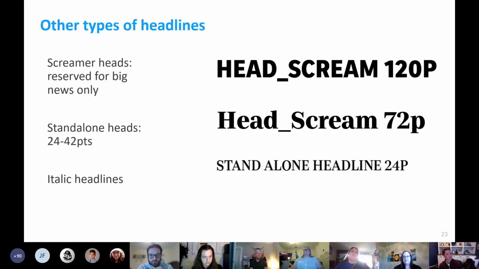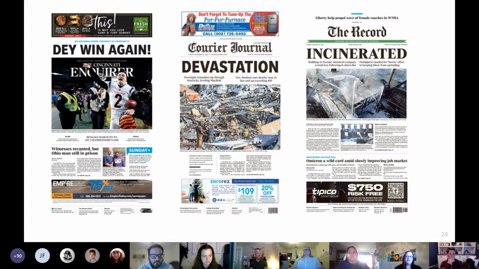We have a few other types of headlines to work with if the content calls for something different: screamer, standalone, and italic headlines. Screamer headlines should be reserved for big news only on cover pages, such as 1A or a sports cover. It is not to be used on inside pages. In these examples, I have included one positive use for screamer headline, the Bengals' historic road to Super Bowl, to show that there are some rare circumstances where the screamer isn't necessarily associated with bad news.